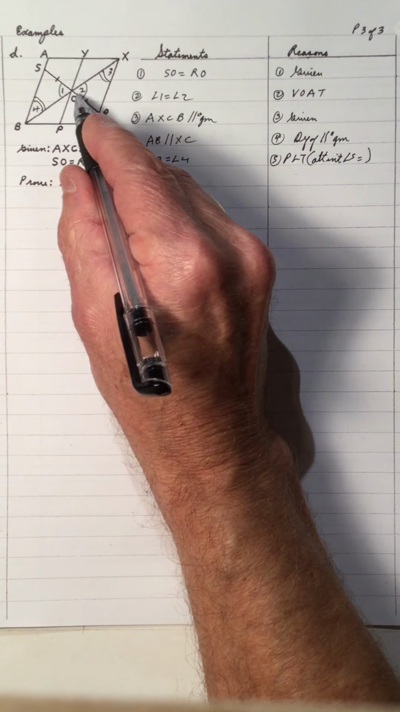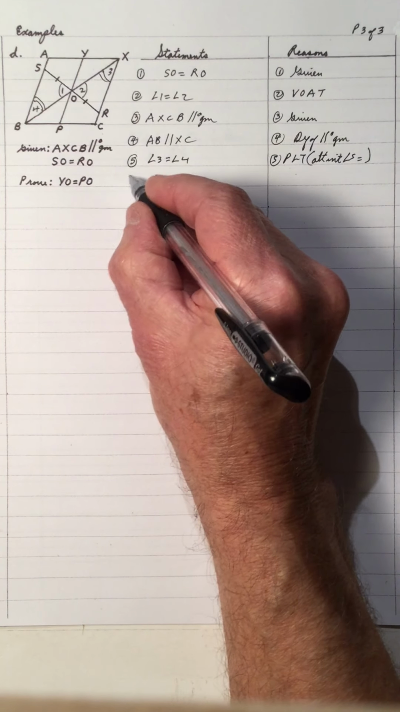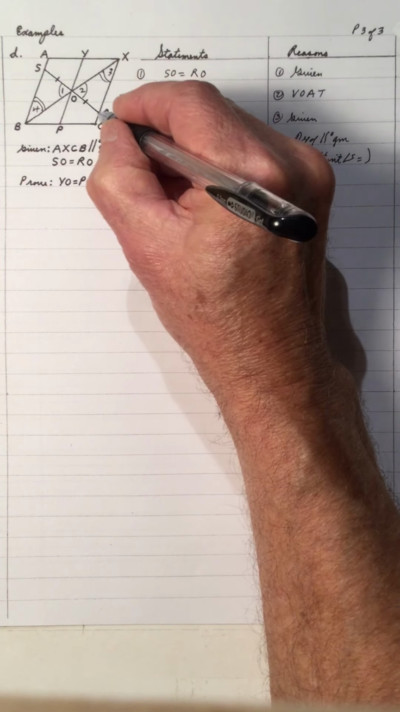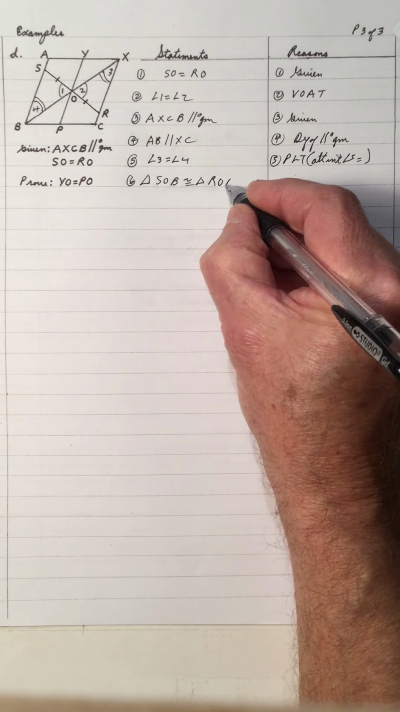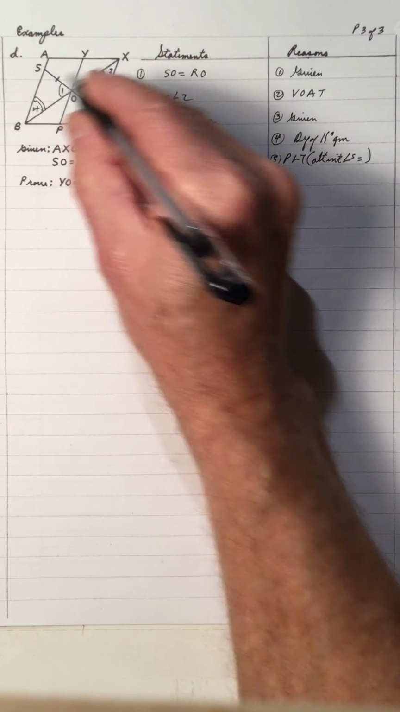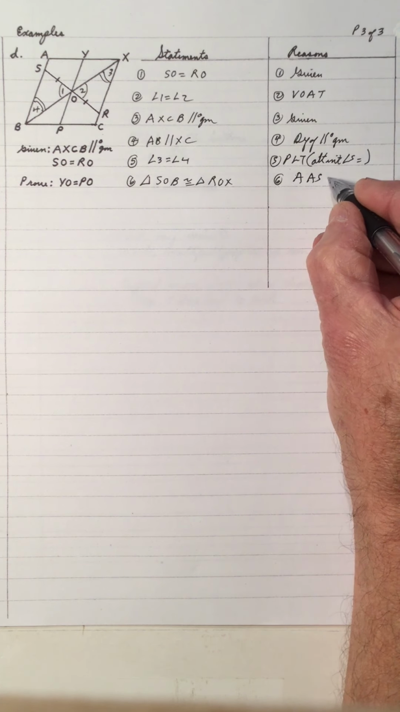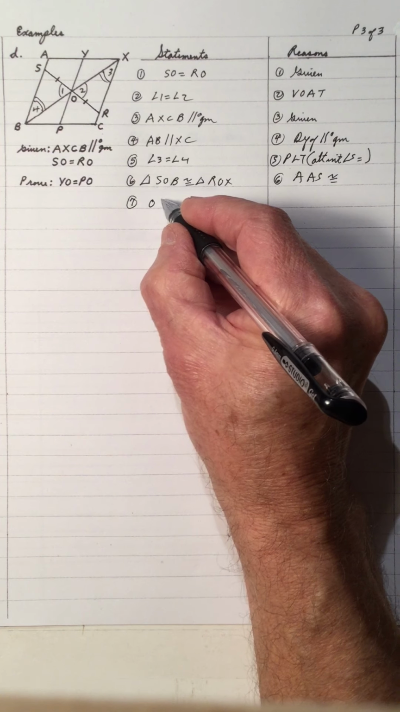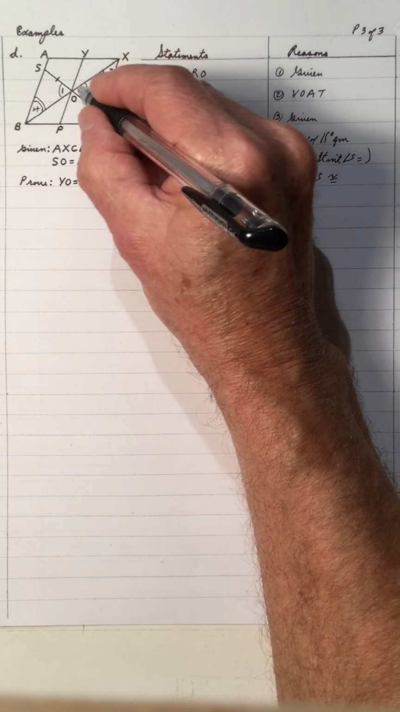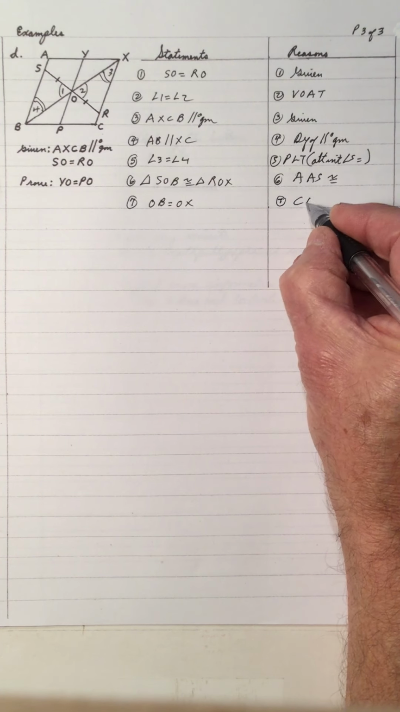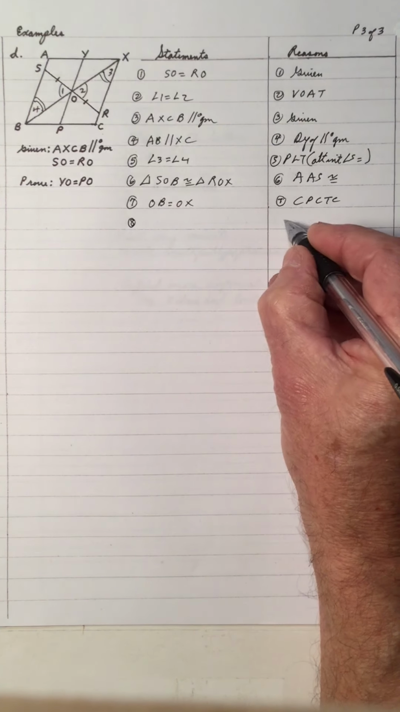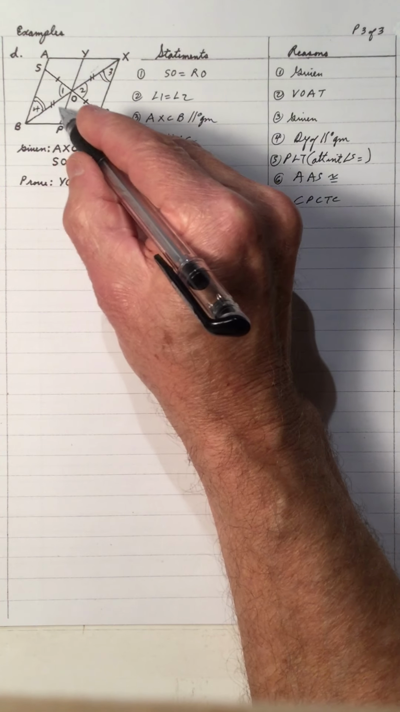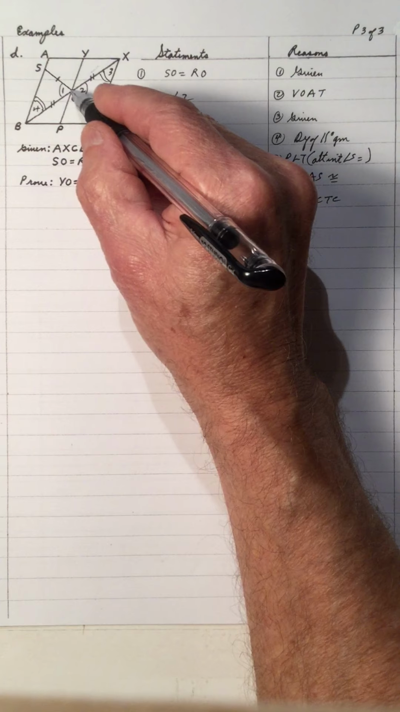So now I have 1 equals 2, 3 equals 4, with these two sides equal. So that's enough to say that triangle SOB is congruent to triangle ROX. And it's an AAS congruency. And as a result of those two triangles congruent, I have OB equals OX, CPCTC. And as a result, I have this segment equal to this one. So now I'm working on this triangle right here and this triangle to get OY and OP equal.